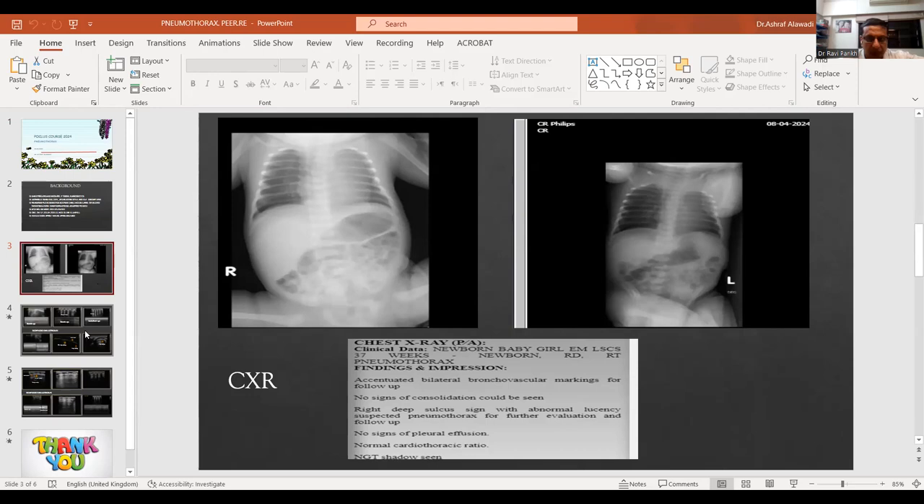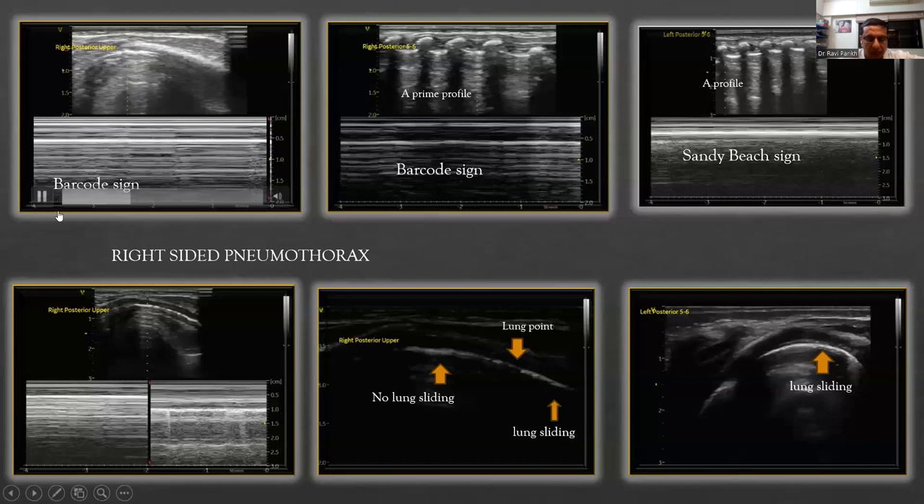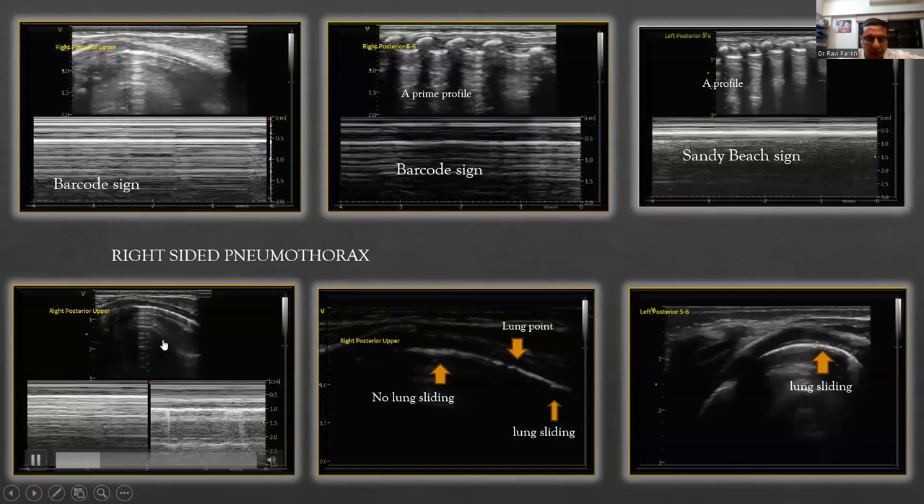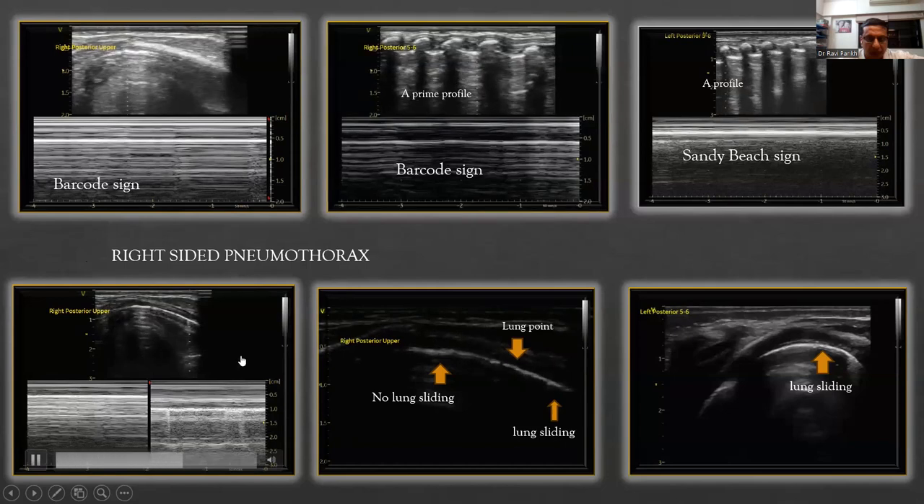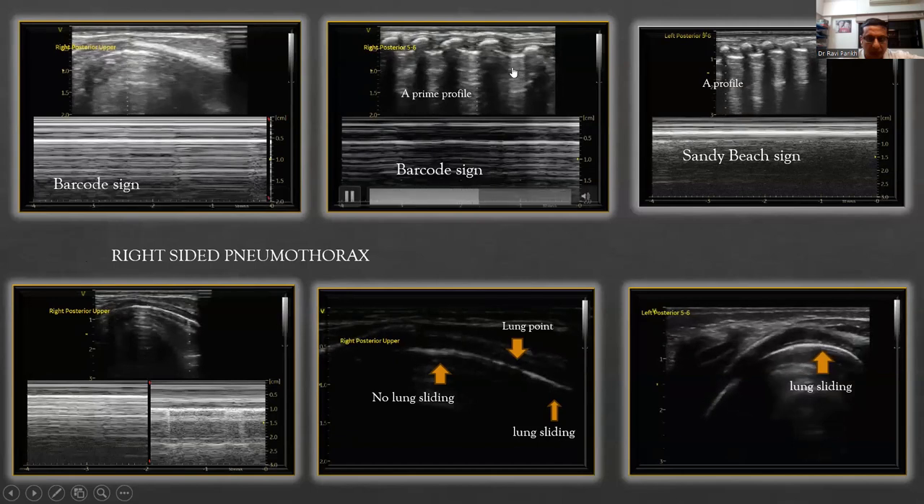When I do the scan, here there is no lung sliding. Here on the right border I feel lung sliding. This is the barcode sign in M-mode. Here is the lung point. This is lung sliding, no lung sliding, this is the lung point. This is the result of the scan, the vertical scan, the same: barcode sign with no lung sliding.